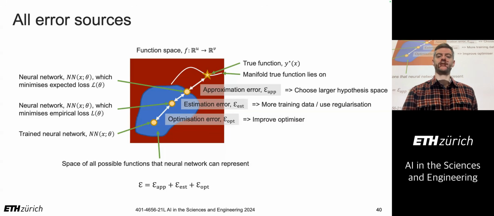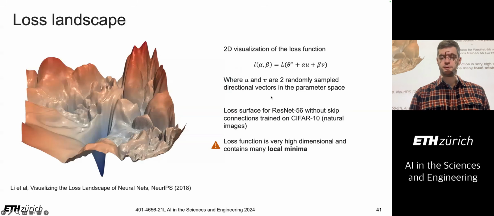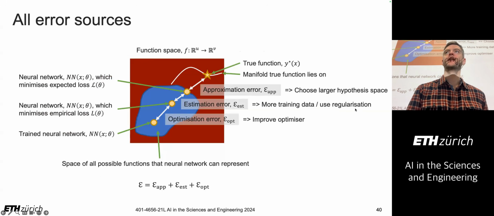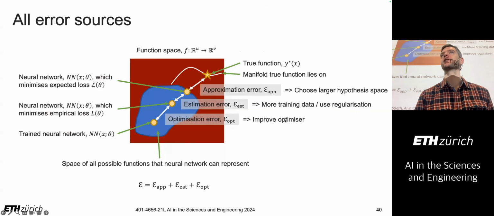So how do we alleviate each of these three? I already talked about the top two. For approximation error, we increase the size of the blue area, that is, increase the hypothesis space. For estimation error, use regularization, or add more training data if we have it. For optimization error, we have to improve the optimizer, making it more able to find the global minimum of the loss function.